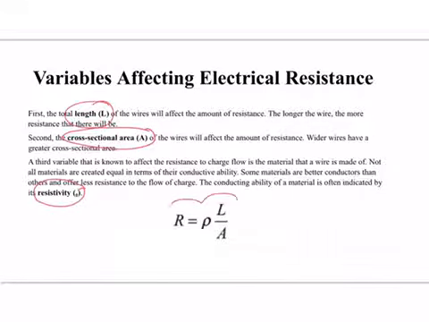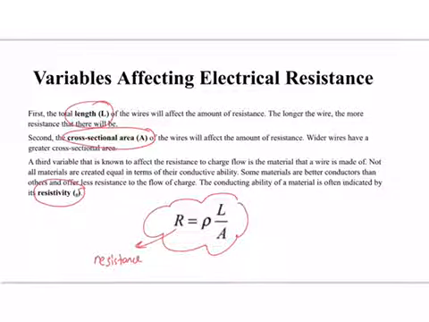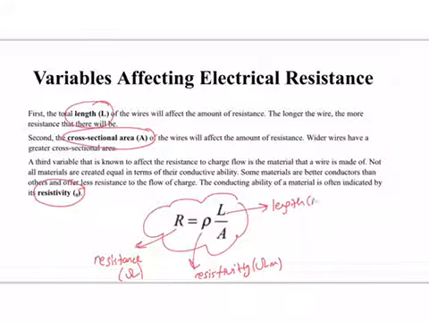So we have the formula: the resistance, in ohm, is equal to the resistivity constant of the material, the unit is ohm meter, times the length of the wire, in meter, over the thickness or cross-sectional area of the wire, which is in meter squared.